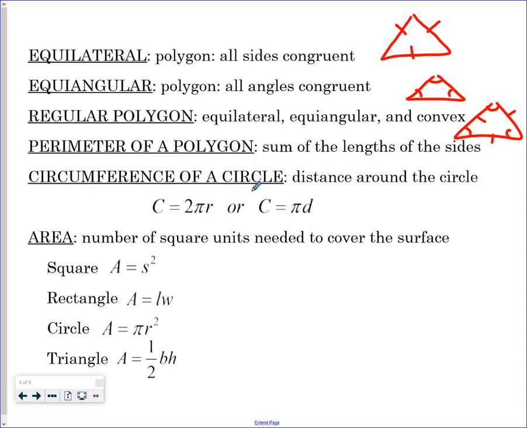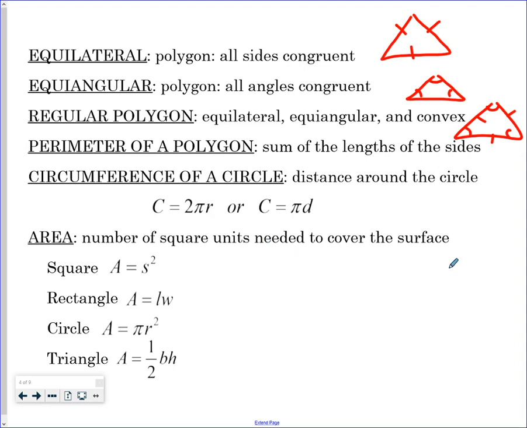Circumference is the same thing as perimeter, but it's a circle, right? So the distance around a circle. You can either call it C equals 2 pi r or C equals pi d. What's the r stand for in this one? Radius, d, diameter. Diameter, right? You can pick whichever one. I always memorize the 2 pi r one, but pi d works as well. It just depends on the picture. So if they give me the diameter, I would probably use this one, or you could cut it in half and plug it into the other one. It doesn't matter. Okay? Area, number of square units needed to cover the surface.